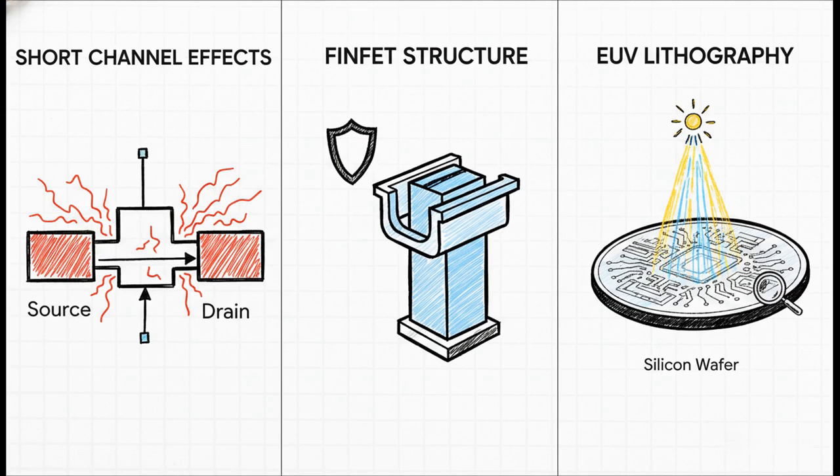But then, how in the world do you print something that small? Well, you need a very special kind of light. It's called extreme ultraviolet, or EUV lithography. It uses this incredibly short wavelength light to etch these impossibly tiny patterns onto the silicon.